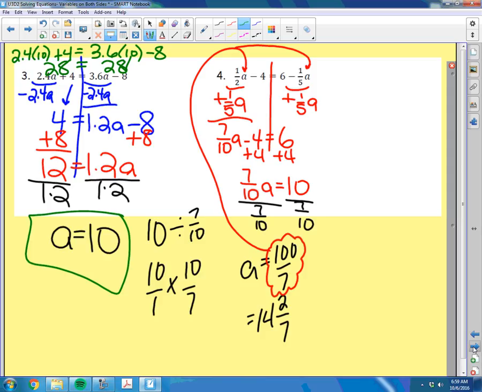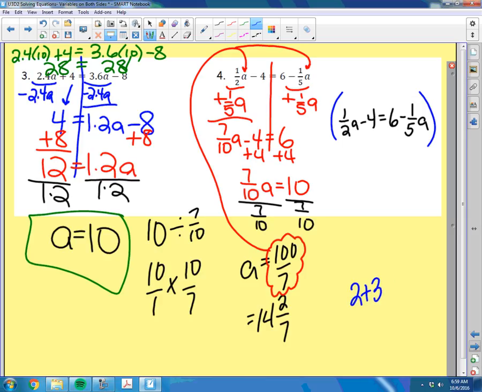Now, I want to show you the way that I would have solved this. If I had that same problem of 1/2 a minus 4 equals 6 minus 1/5 a, because I don't like fractions, I never have, and I've certainly never been very good at them, I know that if I multiply the entire equation by a number, I can get rid of fractions. Give you a quick example.